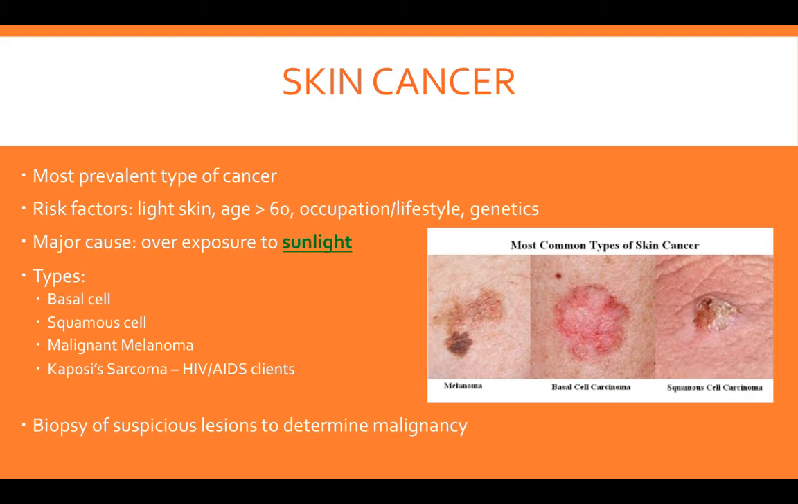There are different types: basal cell, squamous cell. The squamous cell is most commonly seen on the head and neck. Basal cell is the most common form of skin cancer. Malignant melanoma is highly metastatic, so early diagnosis and treatment are key. And Kaposi sarcoma is specifically associated with immunosuppressive states, specifically in your HIV and AIDS patients. So we need to biopsy any suspicious lesions to determine if they're malignant or not.